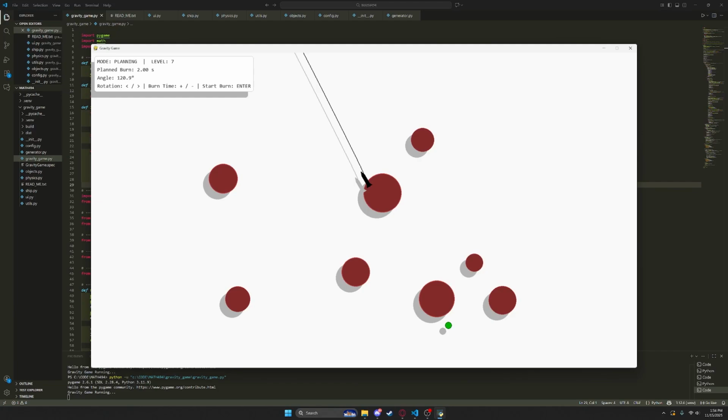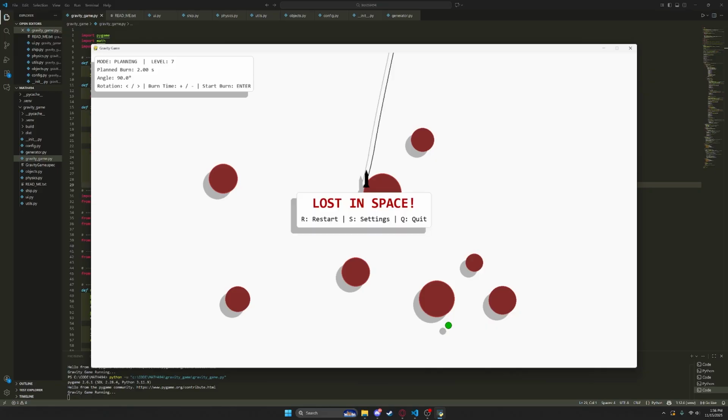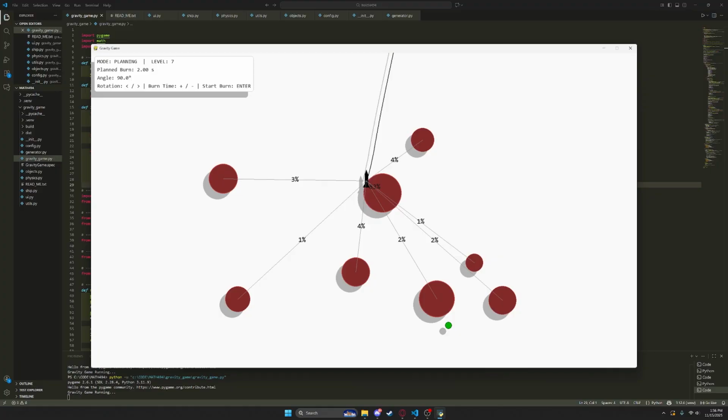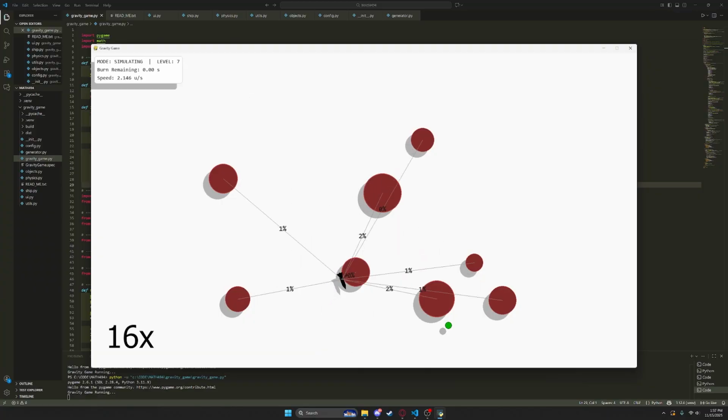Here we are at level 7. You can see here just how complicated our flight path can be. To help visualize the complexity of the gravity pulling on the rocket, we can go into settings, to our gravity input. It gives us a percentage of the total influence each planet's gravity has on our rocket. You can see that no matter where our rocket is, or how fast it's going, or how close it is to any planet, it's being influenced by every single planet.